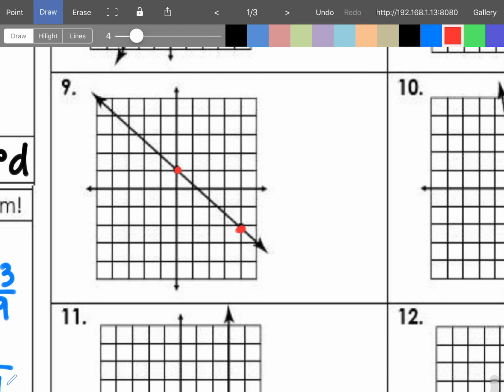Okay, trying to get from here to here. We're going to go down 1, 2, 3. If it's down, it's a negative, right? Now we're going over 1, 2, 3, 4, and we went over a positive. Remember, slope is always rise over run. So we're rising a negative 3.